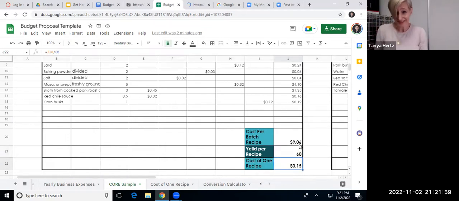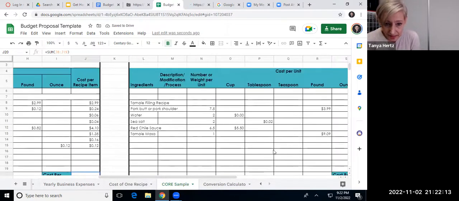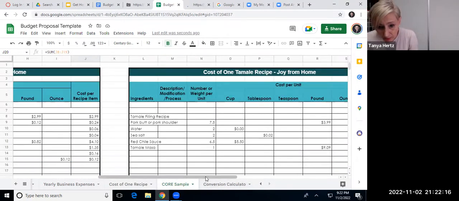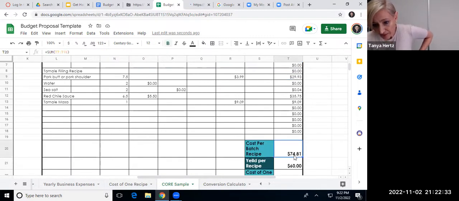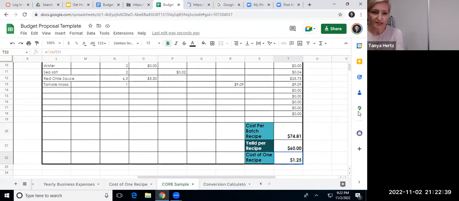So we know that the tamale filling in our tamale recipes is only actually about 15 cents per tamale, and about $9 for the masa for a 60 batch. Remember, this is just food cost. And then the additional ingredients in there, we pull that over. The total masa filling was $9.09 for the whole recipe. For pork butt, we needed about 7.5 pounds, and at $3.99 a pound, so it's about $30 for that entire recipe. The total cost of this recipe with the masa and the filling is about $75 for 60 tamales, so that we know that our food cost is about $1.21.